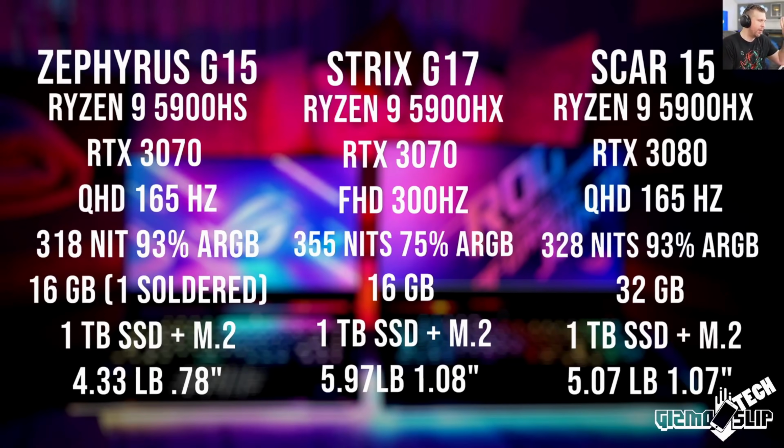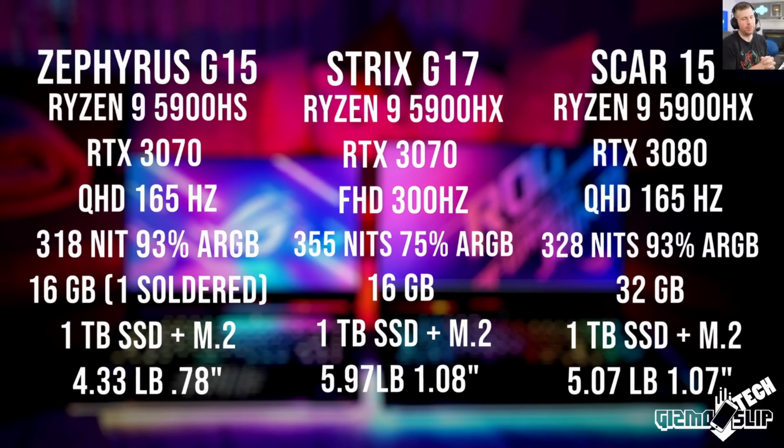Now, one major downside of the Strix and Zephyrus G15 is that the RAM is slower than the 32 gig RAM that I tested in the Scar 15. So for memory sensitive games, as you'll see, we're going to get a little bit less performance there. Now, we have 1 terabyte PCIe SSDs in all of these, and they all have an extra M.2 slot available.